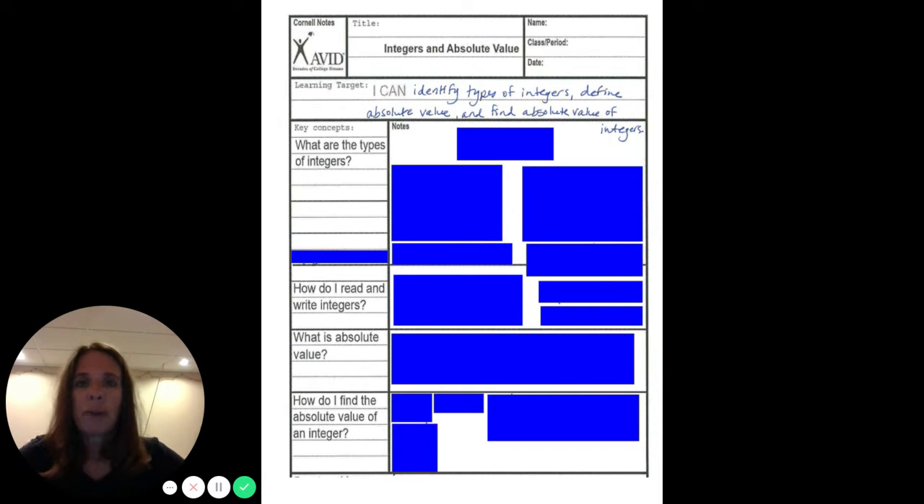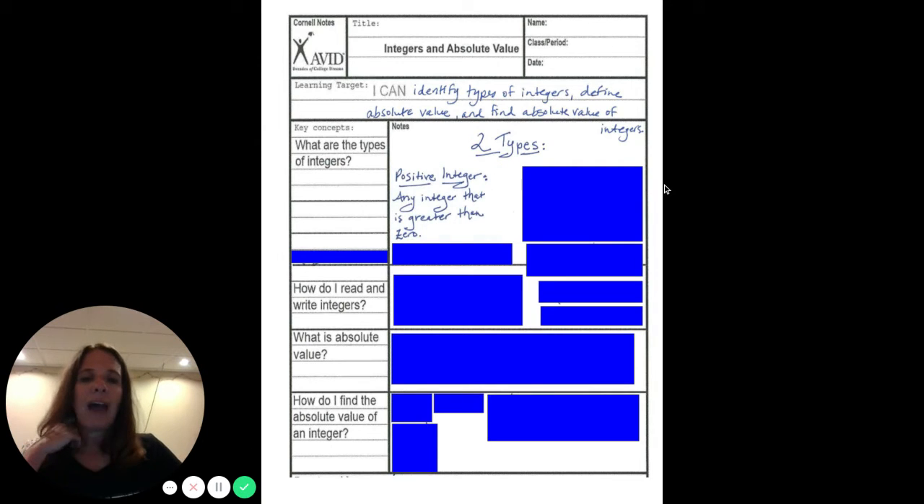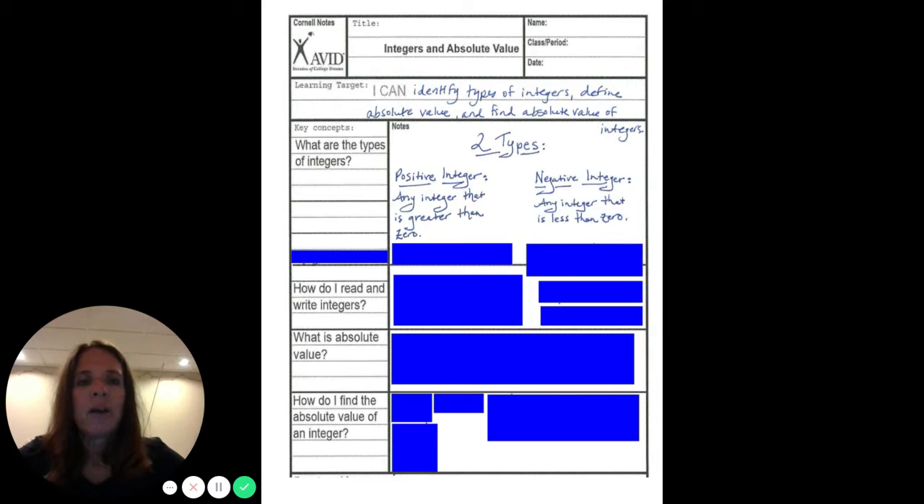So we have a lot of vocabulary that we're going to discuss in this lesson. Feel free to pause and write down and rewind if you need something repeated. What are the types of integers? Well, there's actually two types of integers. We have positive integers, which are any integer that is greater than 0. And those are the numbers that you've been working with pretty much since you started school and before, just with your counting. We also have negative integers, which are any integers that are less than 0.